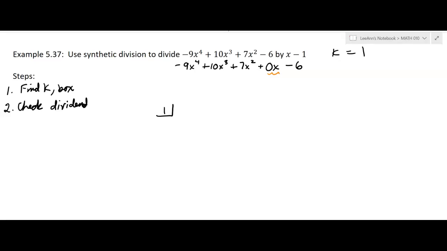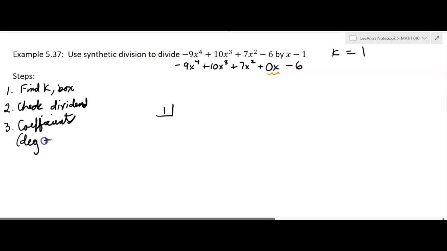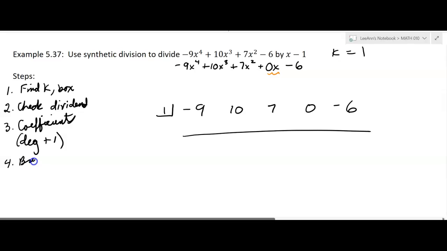Okay, so let me pull off the coefficients. I should have 5 coefficients. You want the degree plus 1. Okay, so it's a 4th degree, so I need 5 of them. So the coefficients are negative 9, 10, 7, 0, negative 6. And then I draw my line. Okay. That's the setup. Bring the first one down.